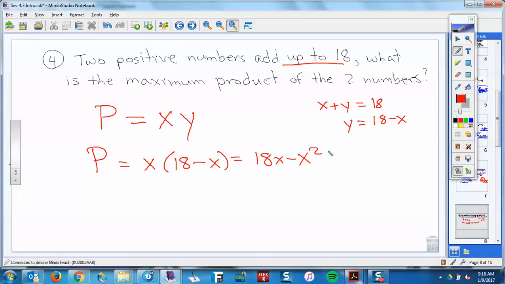Okay, your homework is 4.3 day 1, so you can get started on that. If you get stuck, you can look in the answer book or ask me or whatever. Okay, so 4.3 day 1.